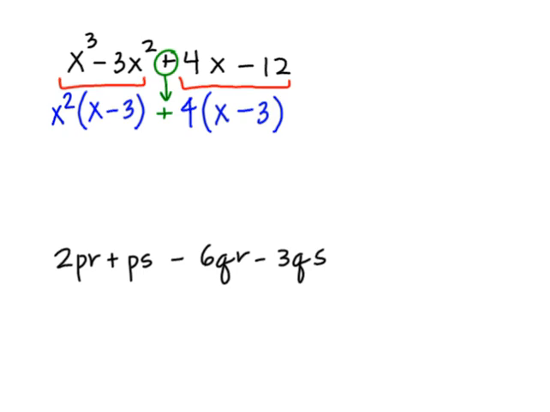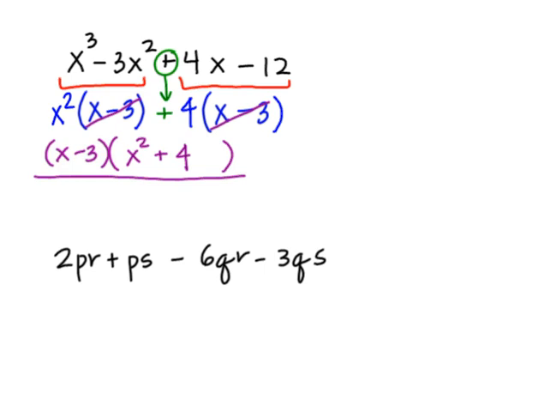Don't stop there. At this point, I see that both factors contain an x minus 3. So I'm going to take this x minus 3 and put it on the front. Opening my parentheses, I can see what's left over. If I take out the x minus 3, that leaves me with an x squared. And if I take out the x minus 3, that leaves me with a plus 4. So my answer would be x minus 3 times x squared plus 4. If you wrote your x squared plus 4 in the front, that would be just fine.